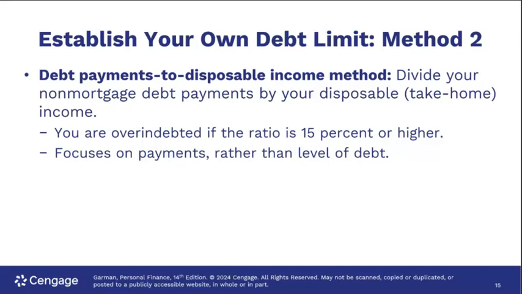So the debt payments to disposable income method. You divide your non-mortgage debt payments by your disposable, your take-home pay. And so you're over indebted if the ratio is 15% or higher. Focus on payments rather than the actual level of debt.